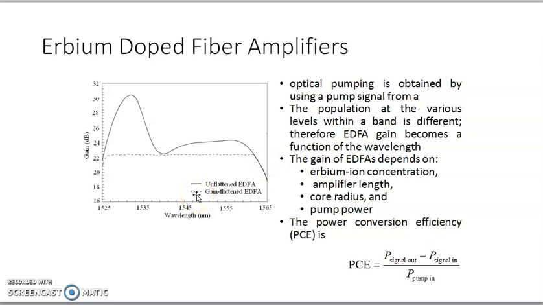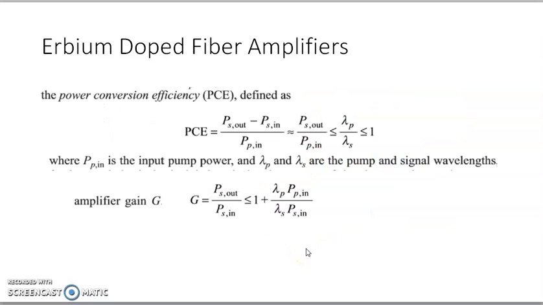Here the gain versus wavelength curve indicates the gain of this erbium doped amplifier. So in this region we can prefer the optical amplifier, or we can prefer 1525 to 1535, that is the operating wavelength of the erbium doped amplifier. So we can obtain the gain, P_S,out by P_S,in.